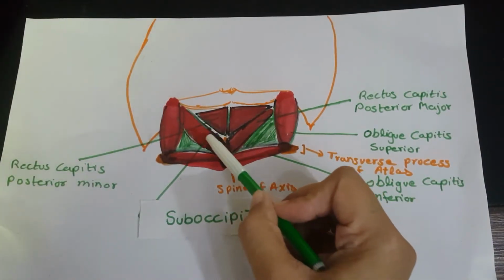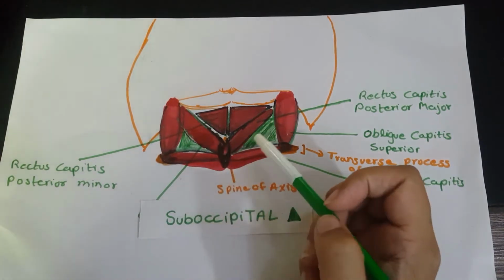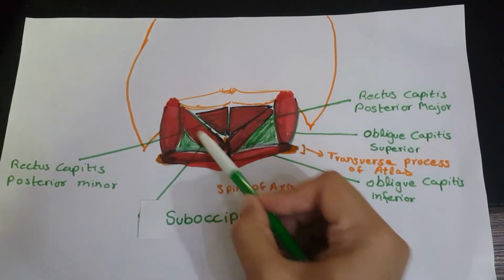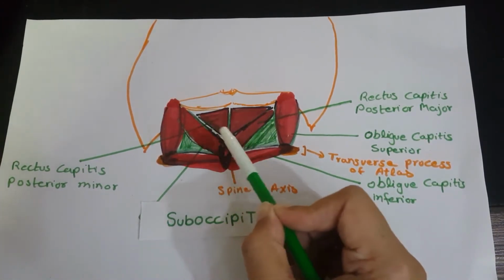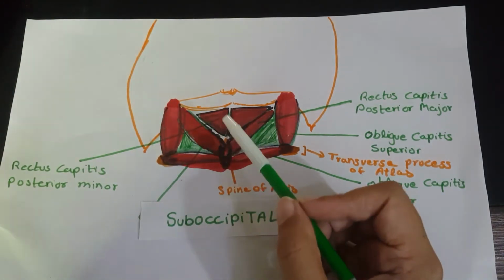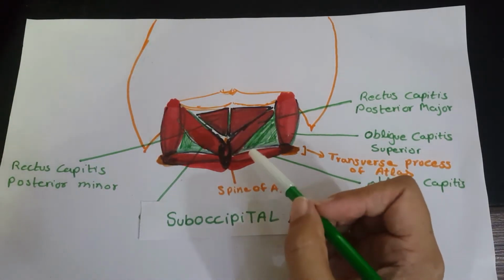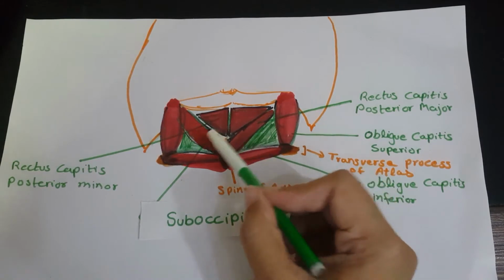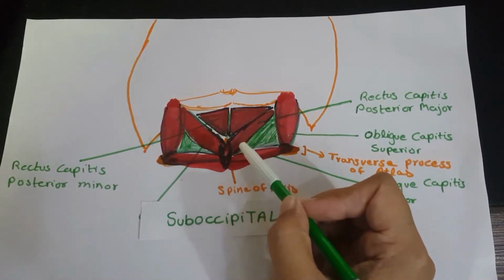When one side rectus capitis posterior major muscle acts, it turns the chin towards the same side. When both sides act, they basically extend the head. So these are the actions of rectus capitis posterior major muscle.